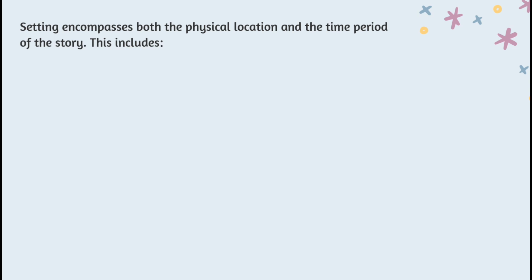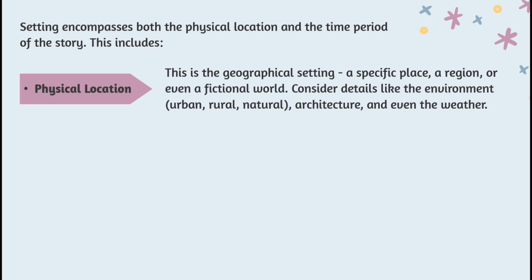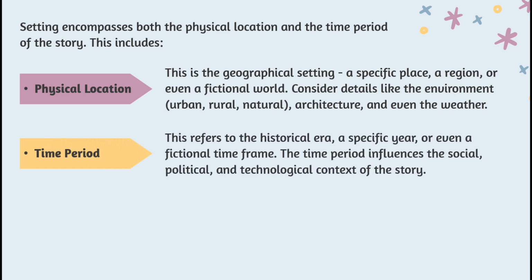This includes physical location. This is the geographical setting, a specific place, a region, or even a fictional world. Consider details like the environment such as urban, rural, natural, architecture, and even the weather. Time period. This refers to the historical era, a specific year, or even a fictional time frame. The time period influences the social, political, and technological context of the story.